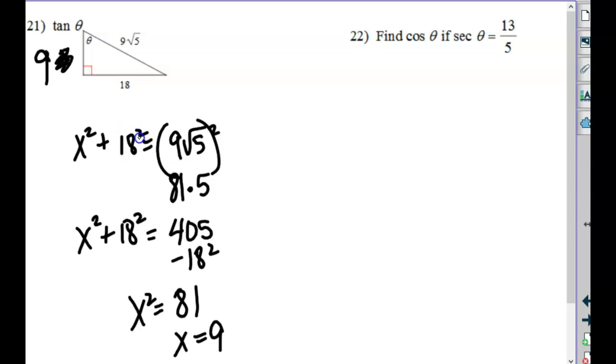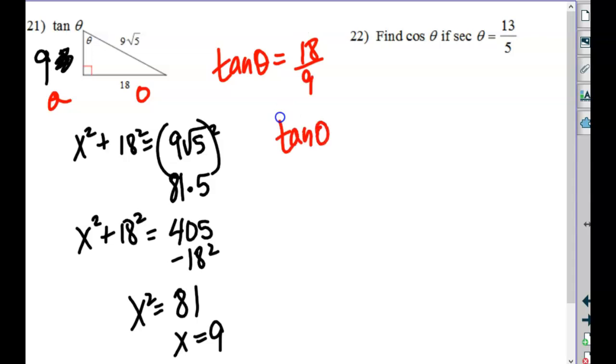All right, so then what's the tangent? Tangent is opposite over adjacent. 18 over 9, which is 2, right? Everybody okay? Got to work from that place that they gave us with theta.